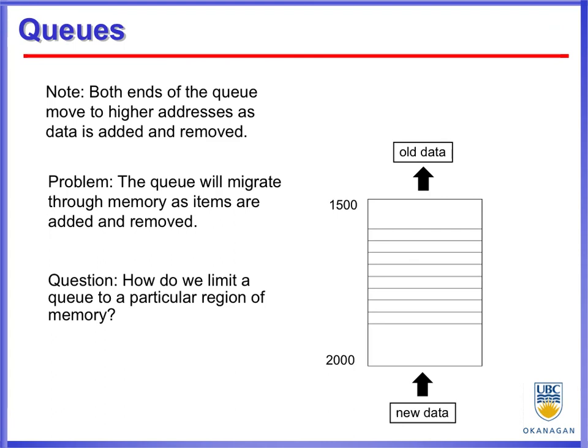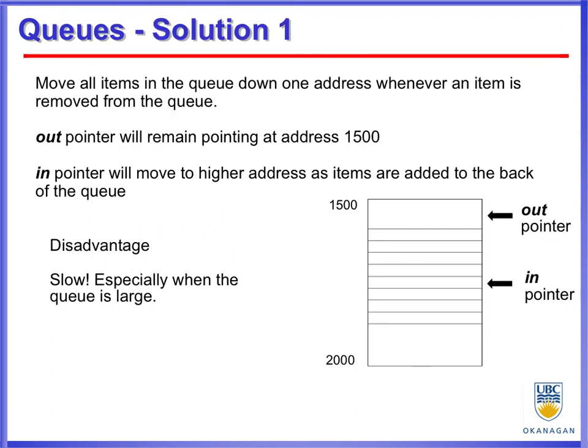Well, that obviously becomes a problem. You don't want your queue to go all the way through memory because what are you going to do? You're going to overwrite other stuff in memory, right? You can't just let your queue go all the way through memory. So how do we limit it? And we'll end with this.